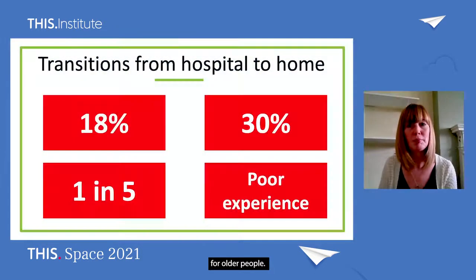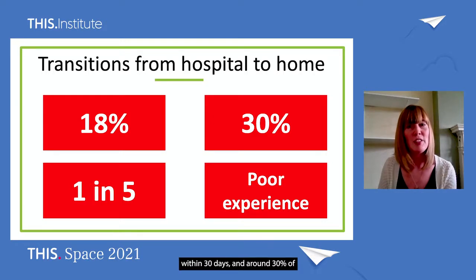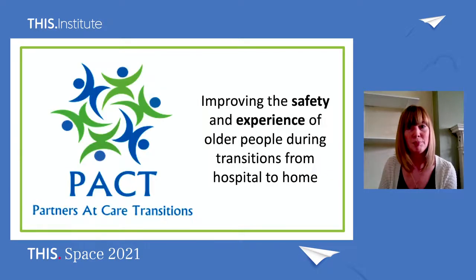I'm going to talk to you about an intervention we've developed to improve transitions of care for older people. The transition from hospital to home can be risky, particularly for older people with complex needs. 18% of older people are readmitted to hospital within 30 days, and around 30% of these are considered avoidable. 1 in 5 people have an adverse event following discharge, and many people report poor experiences.